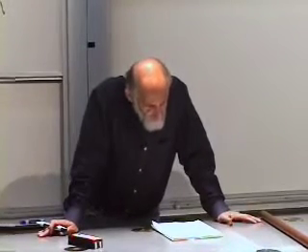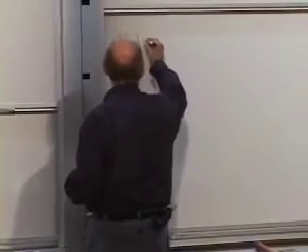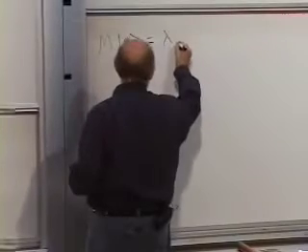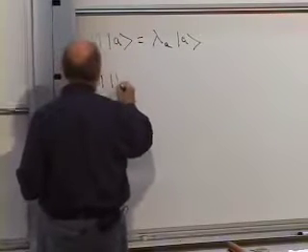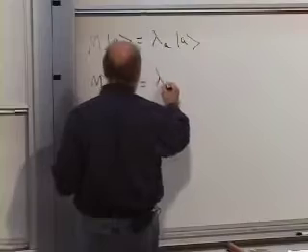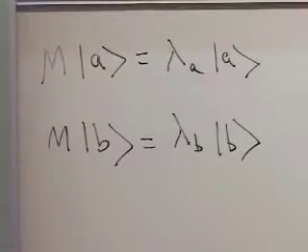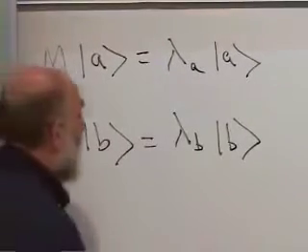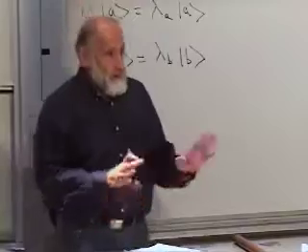But here's the theorem. If I have a Hermitian matrix M, and it has 2 different eigenvalues, that means that there's an eigenvector A with eigenvalue lambda A, and there is an eigenvector B with a different eigenvalue, lambda B. Then if lambda A and lambda B are different, what it says is that A and B will be orthogonal to each other. And before I prove it, let me say what it means.